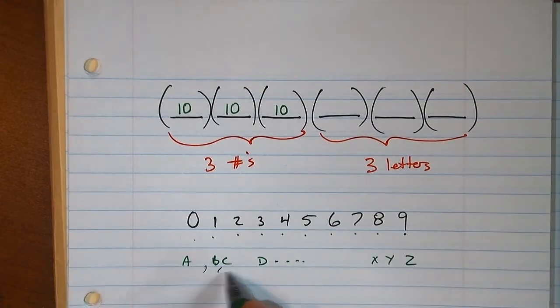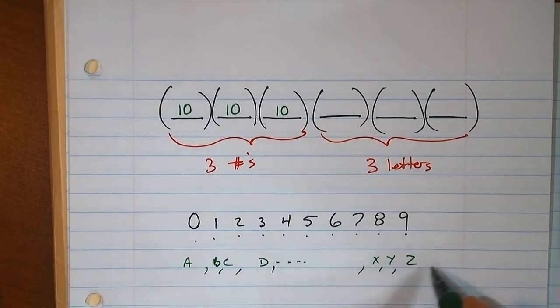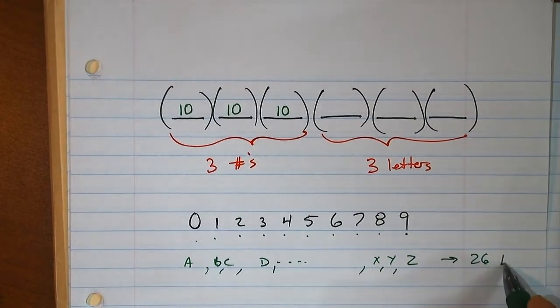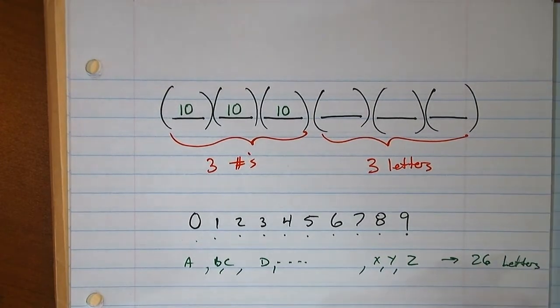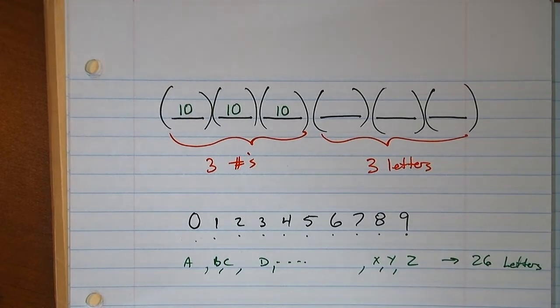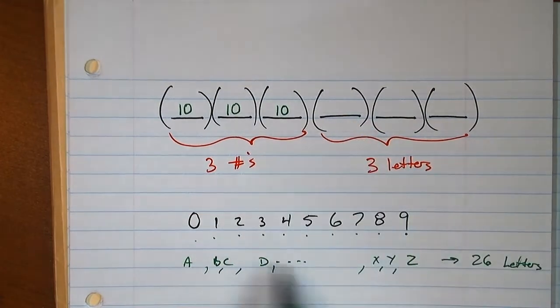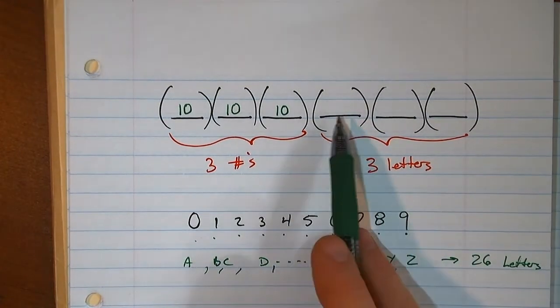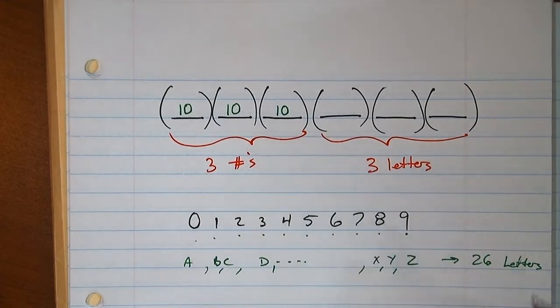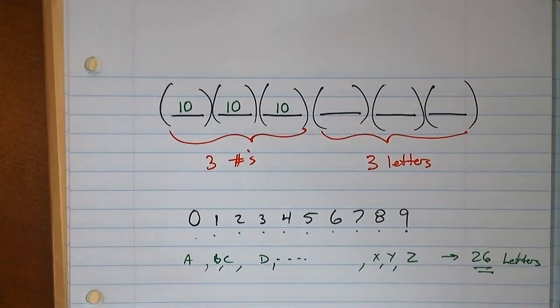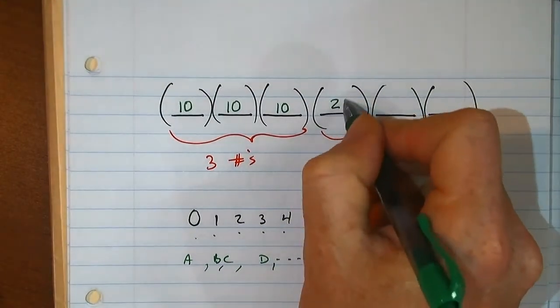How many are there all together? There are 26 letters in the English alphabet. Altogether, there's 26 letters. So when I pick a letter, how many options do I have? How many different letters could I potentially pick? How many different outcomes are there? Well, there's going to be a total of 26 different outcomes. So that's what's going to go here.